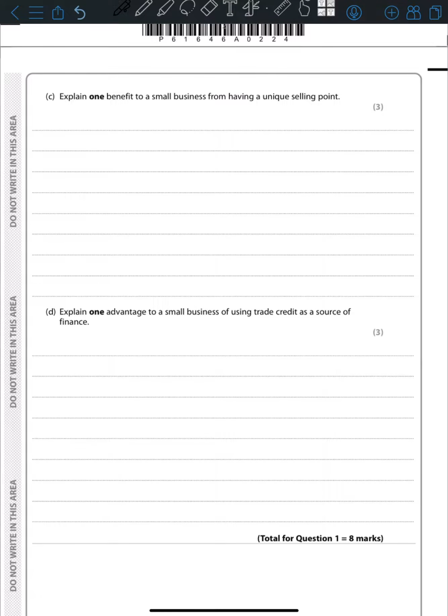For part C, explain one benefit to a small business from having a unique selling point. This is 3 marks, so we need 3 points to score all 3 marks. So firstly, we are going to say why a unique selling point is important, and then 2 other points explaining the benefit. So our first point can be a unique selling point will give a small business a competitive advantage over its competitors because of its uniqueness in the selling point. So our first point is competitive advantage.